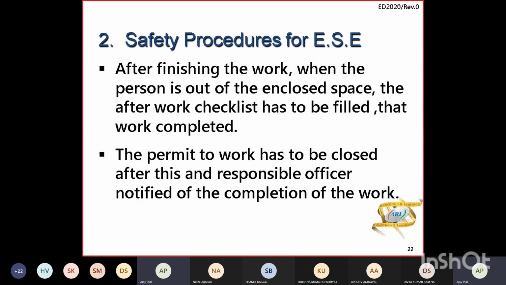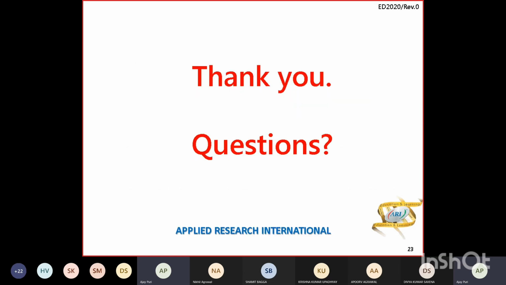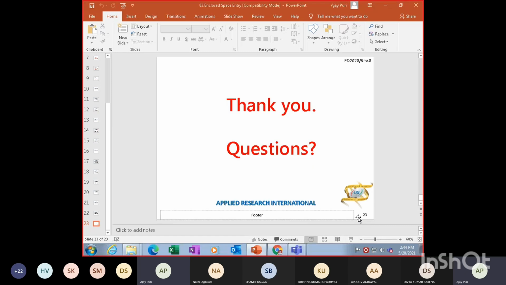After finishing your work, when your person is out of the enclosed space, the after-work checklist has to be filled up to confirm that the work is completed. The permit to work has to be closed after this and the responsible officer notified of the completion of work. So that was your enclosed space entry.